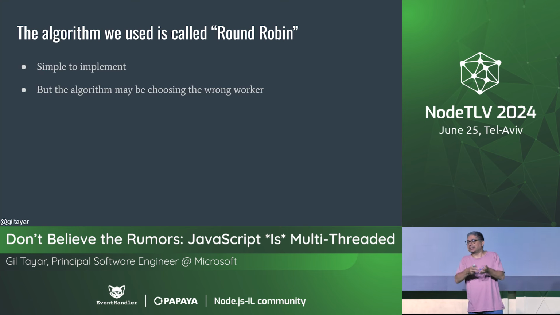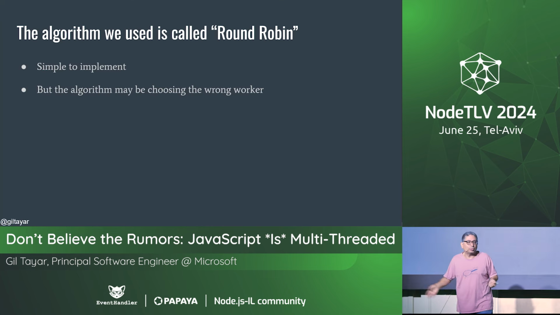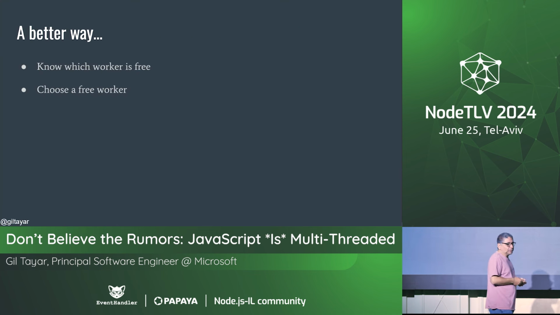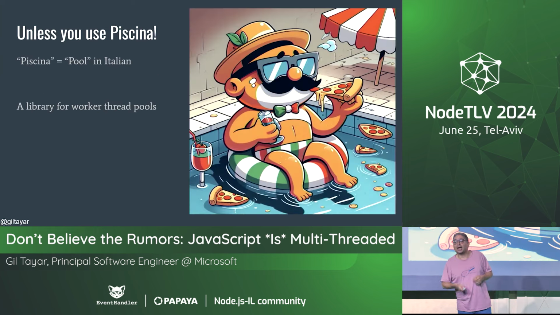The algorithm we used, as I said, is called round robin because it's like a robin, whatever. I have no idea why it's called round robin if I think about it. It's a round something. It's simple to implement. You saw a next worker ++ mod 4. But the algorithm may be choosing the wrong worker because maybe a worker is taking more time and another worker is taking less time. It's just choosing a worker according to the order of the workers. Not very good. A better way would be to know which worker is free, choose a free worker, and use that. Very complicated, unless you use Piscina.